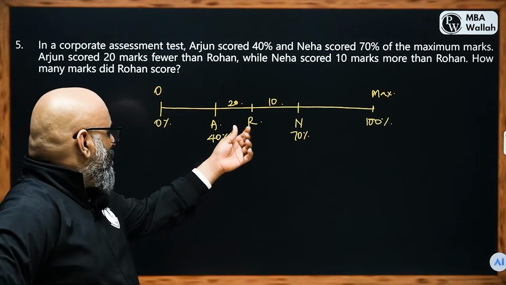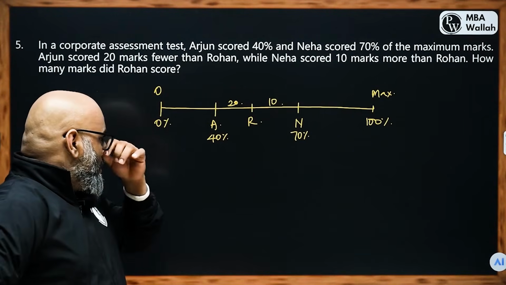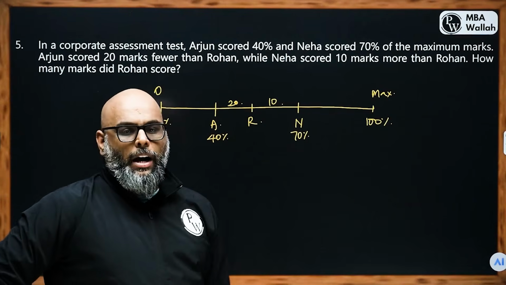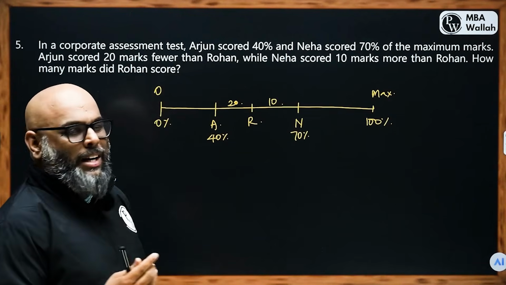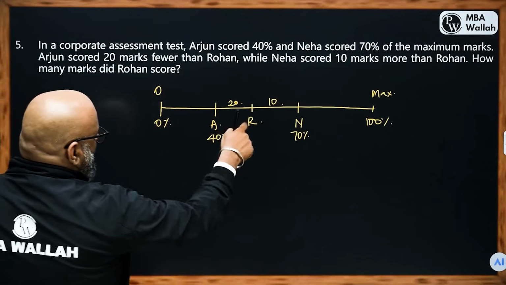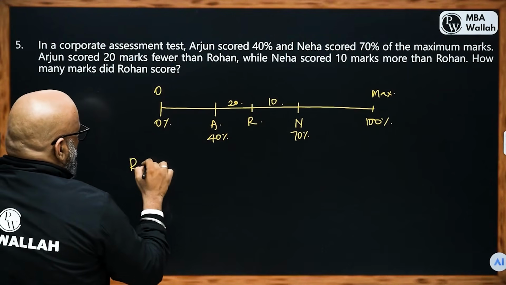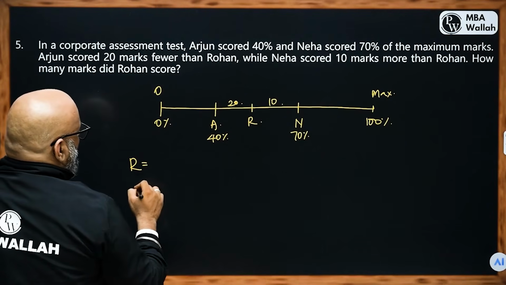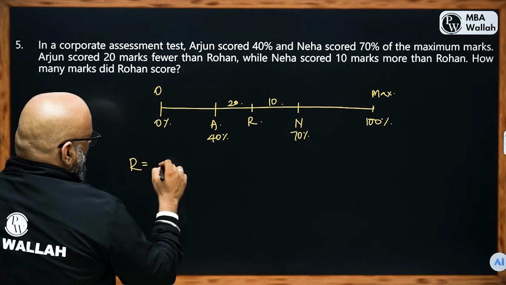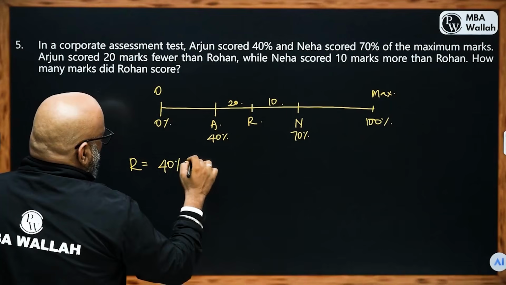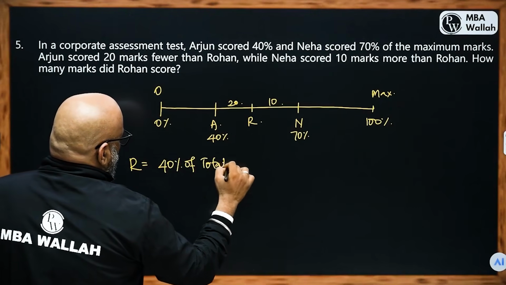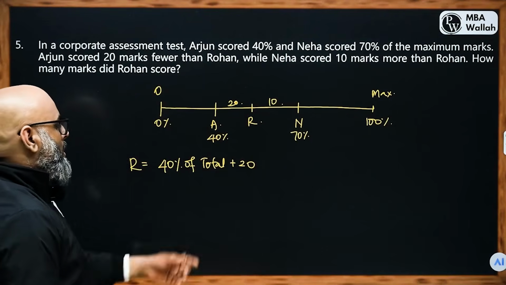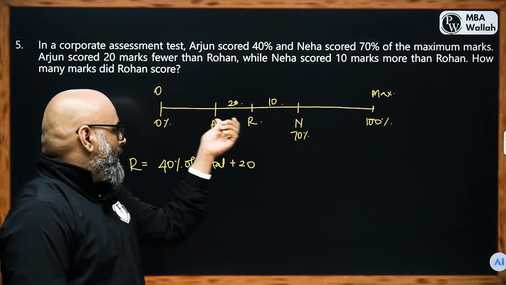How many marks did Rohan score? So what is Rohan's score? We have to find it out. I can think about it as equations and solve it, or straight away plug in our understanding and then solve for it. So I'm going to first write equations. In this case, I can say Rohan is equal to 40% of my total plus 20. Because what is Rohan? Take 40% of the total and then add 20 to it.